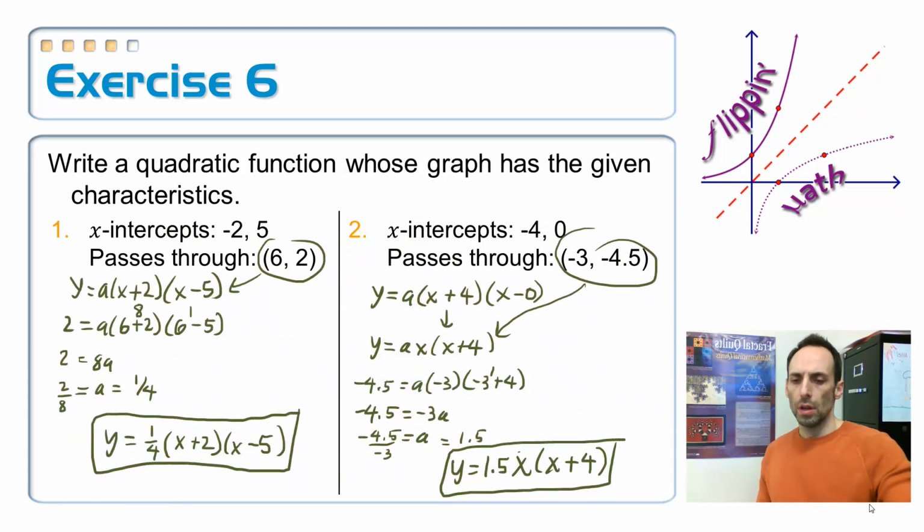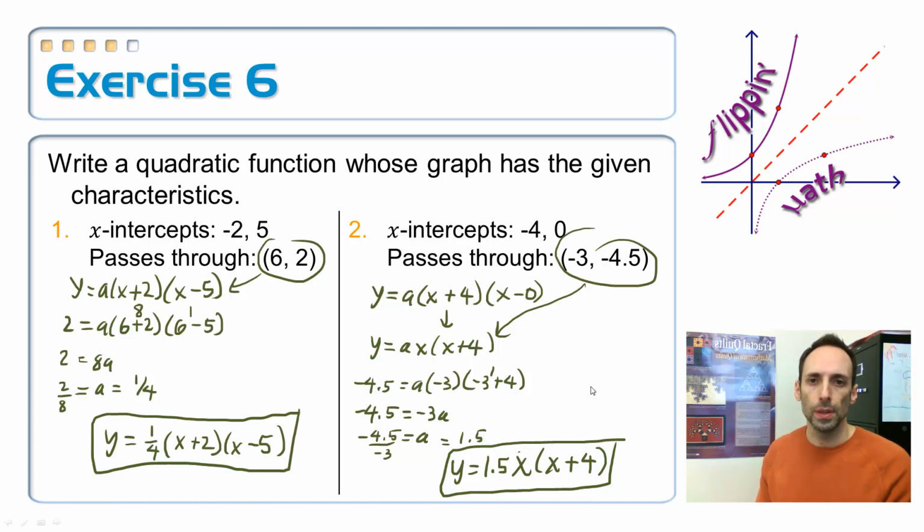So check this out. Here are the answers. On the first one, when I put it into intercept form, make sure you change the sign of that -2 and change the sign of the 5, of course. Plug it in, simplify, we get 1/4 for the a value, and then rewrite the final equation. Notice on number 2 here, one of the x-intercepts was 0. So I first wrote x minus 0, but then that simplifies down to just x, so I wrote that x right up front. You can do the same thing. Plugging it all in there and simplifying it down, we get 1.5 for our a value. Rewriting the equation, y equals 1.5x times x plus 4.